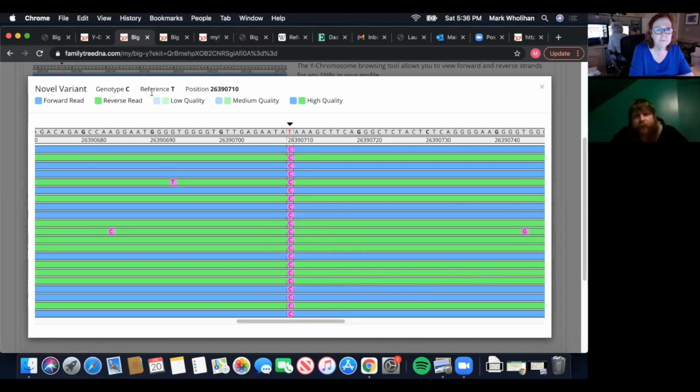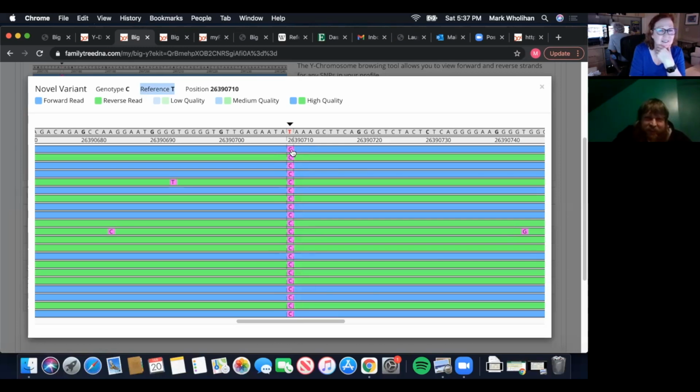So this is where it gets a little complicated. This is one of your dad's private SNPs that nobody else has. Novel variant. Cool. Now the reference is a T. This is the SNP that they tested here. And the SNP marker is 26,390,710, just in case we're going to go look for it.